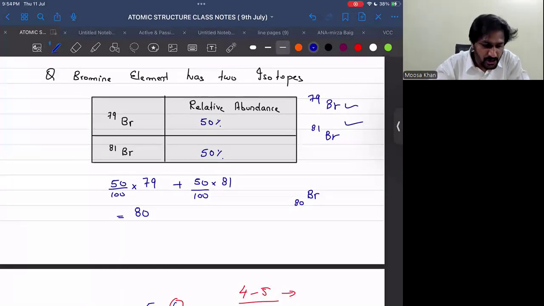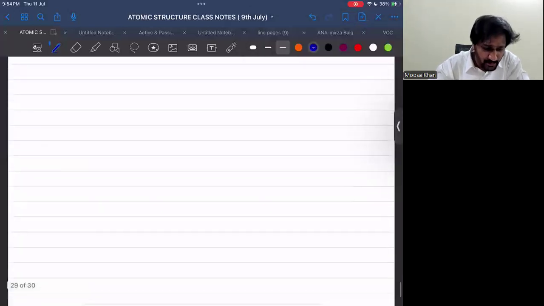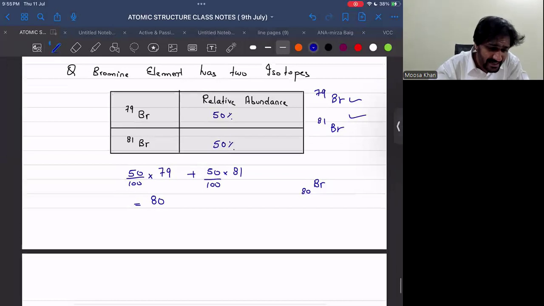Yes, Disha, we can also add both of these values and divide by 2. Why? Because they are in equal proportion. Now when do you add and divide by 2? When they are in equal proportions. The 50-50% that we have, do you know what we call it? They are in equal proportions or equal percentages.